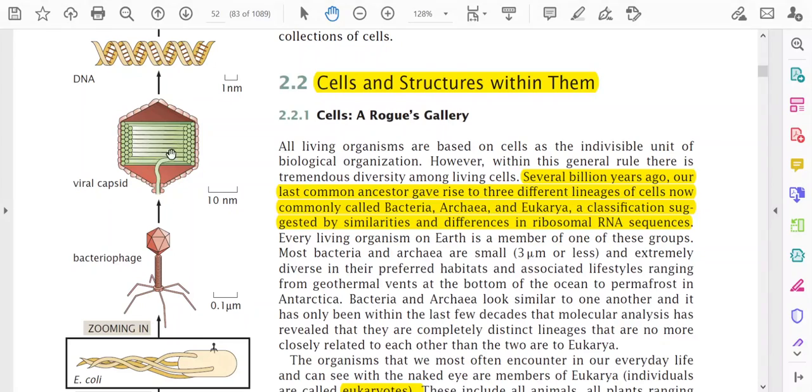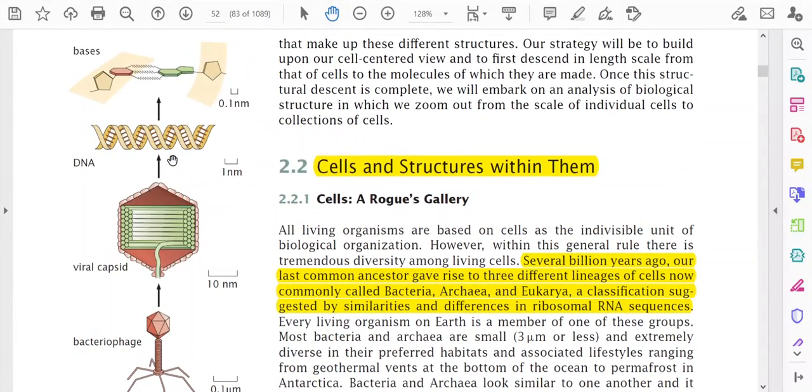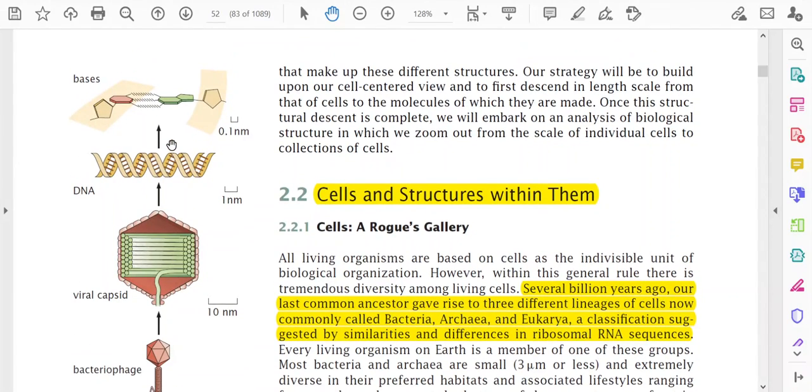So this is the DNA, and if you further zoom in, you will be able to see the structure of the DNA. Its size is of the order of 1 nanometer. And if you zoom in further, you will be able to see the bases or base pairs, and this distance is of the order of 0.1 nanometer.